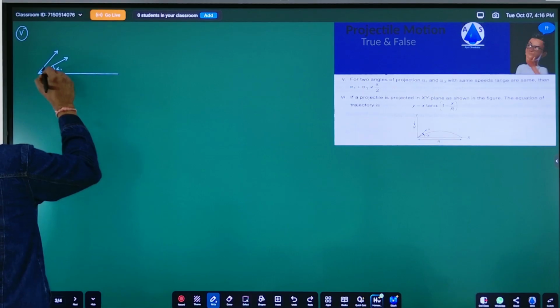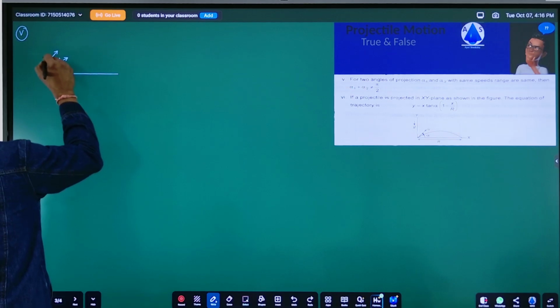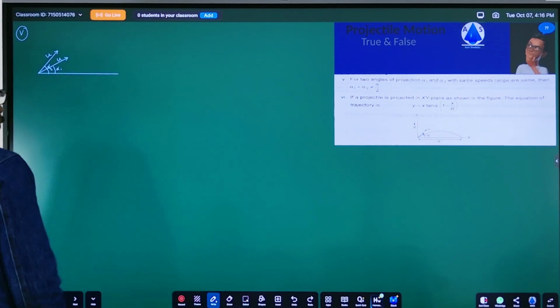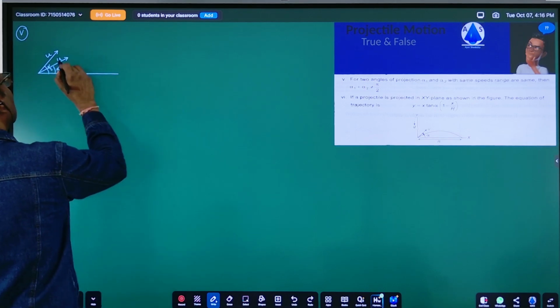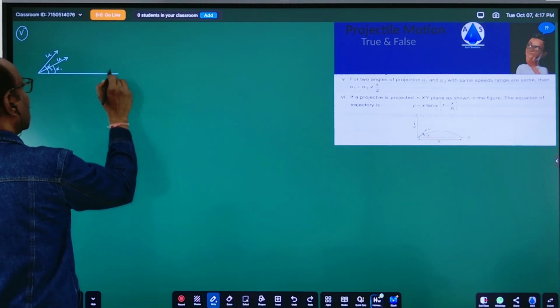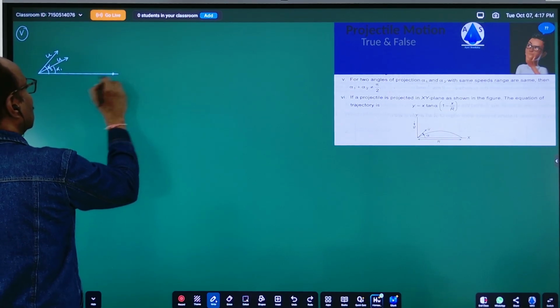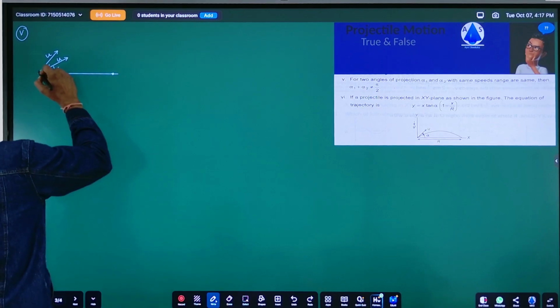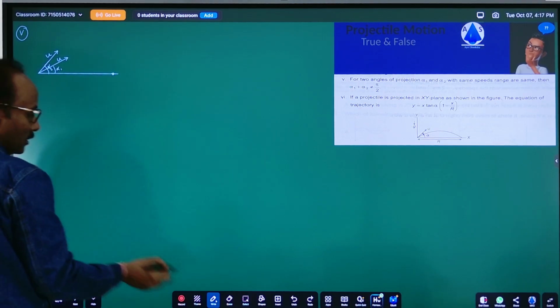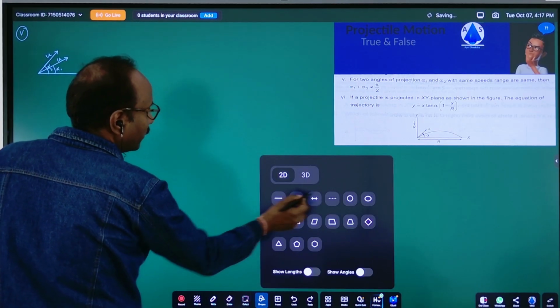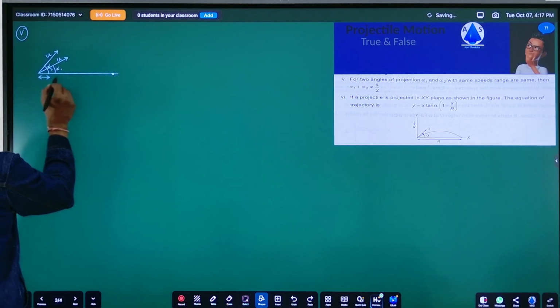This angle is alpha 1, this angle is alpha 2. Both the projection velocity is u. The range is same. If the projectile has been thrown from here, it hits the ground over here. This projectile thrown from here hits the ground here. So the range is same for both as per the question.